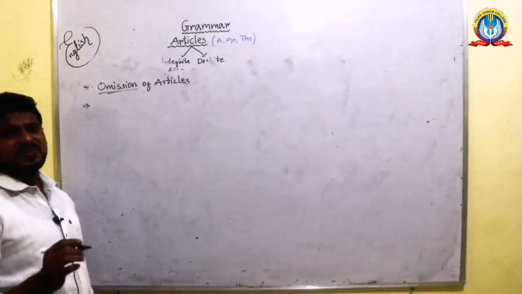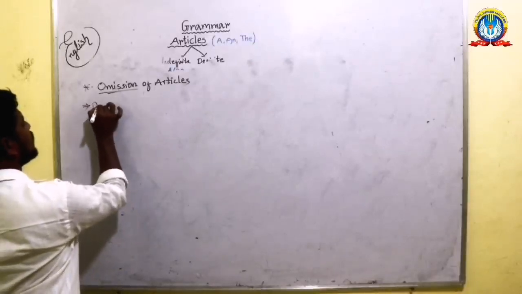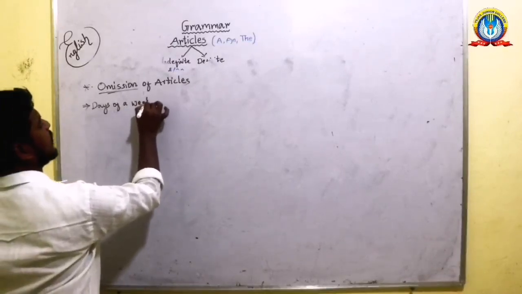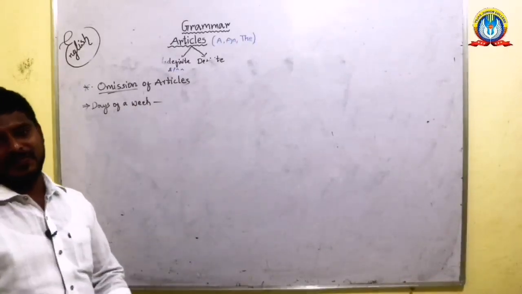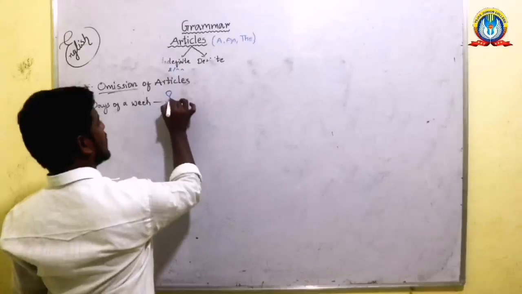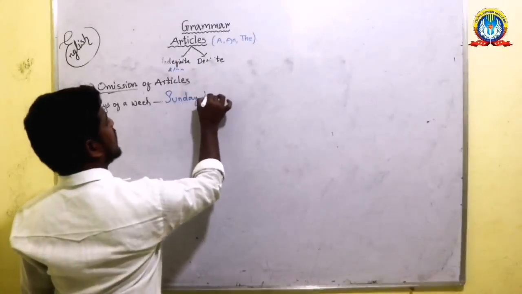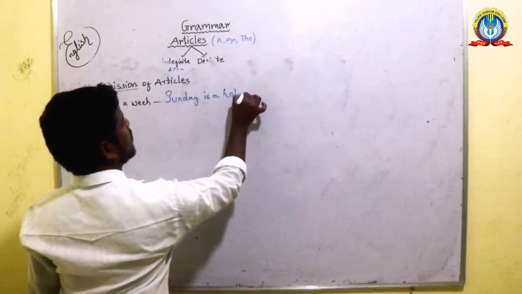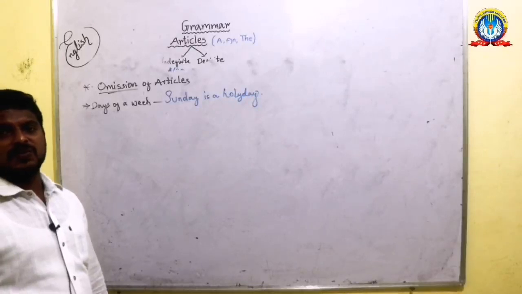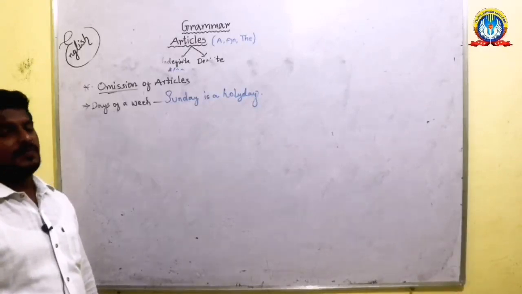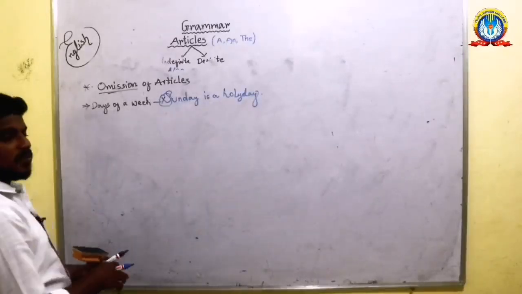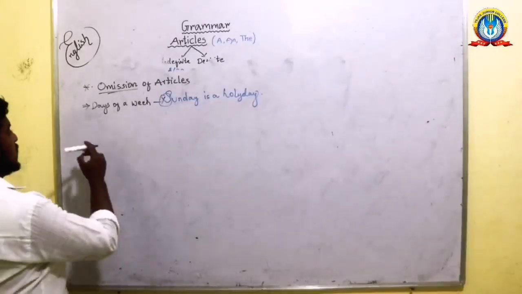Days of a week. For days of a week, we should say Sunday. We should not say the Sunday, or the Monday. We should say, Sunday is a holiday. Like that. It's a simple thing. We should not use any article here with days of the week.